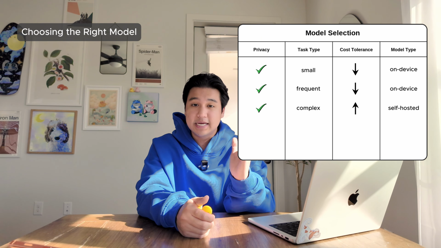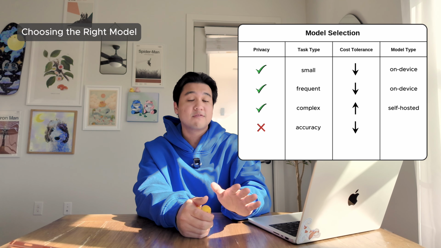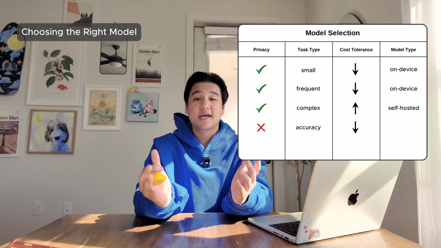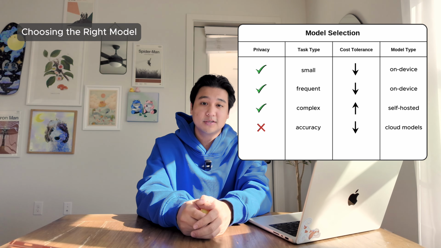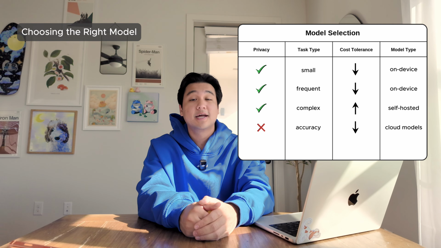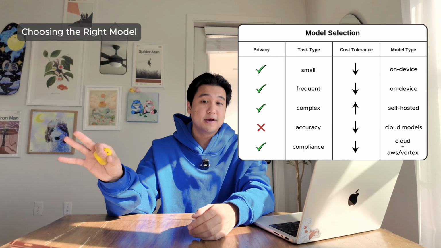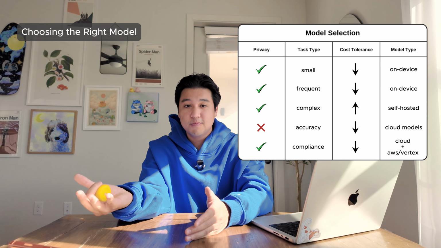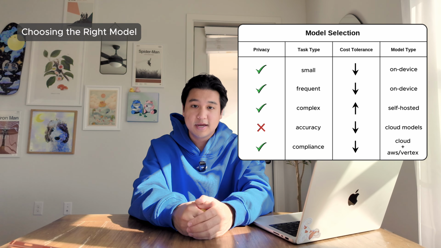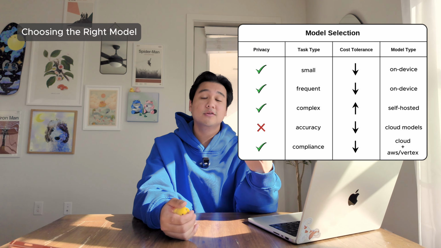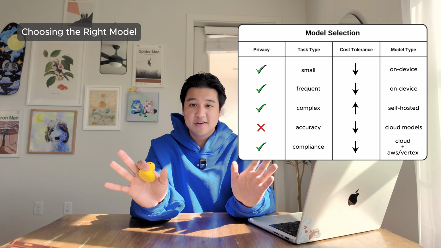If the top priority is accuracy and speed and you can sacrifice a little bit of privacy, then you just cannot beat the frontier cloud-hosted models. If you are in a situation where there is a lot of compliance and you do need that enhanced privacy, again, Vertex and AWS Bedrock, this is a way to run these frontier models in a very secure way. You kind of get the best of both worlds. You get the frontier model and you get the privacy, accuracy, and you don't have to run the infrastructure yourself.